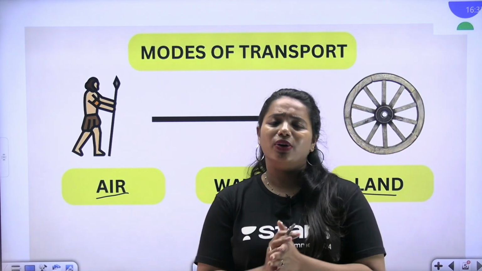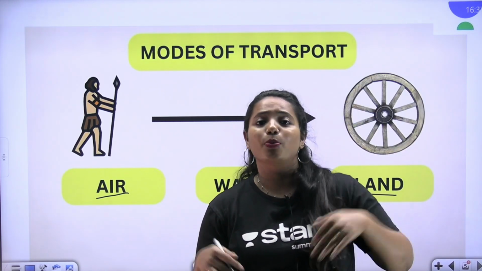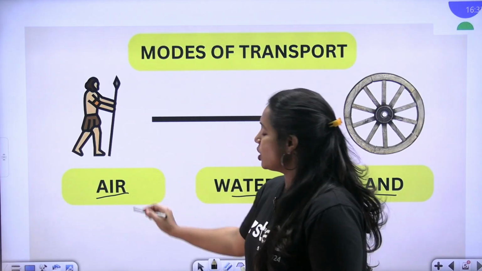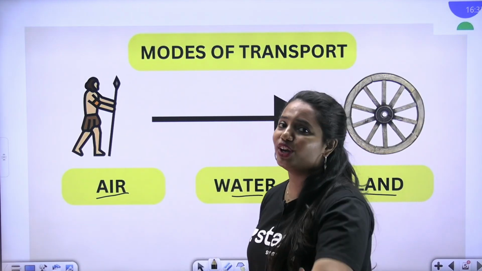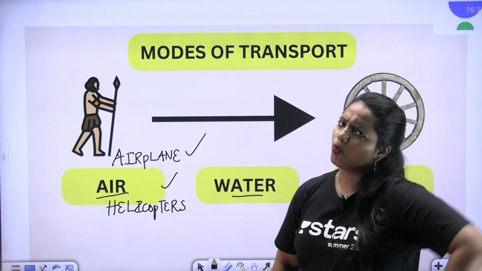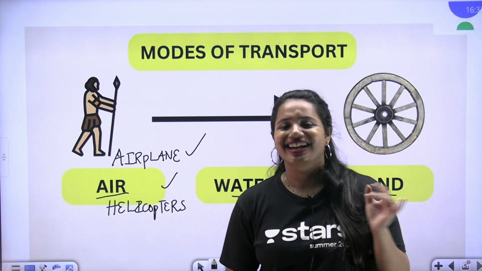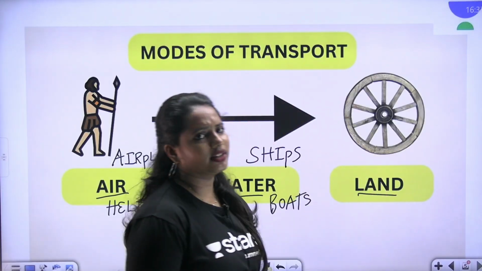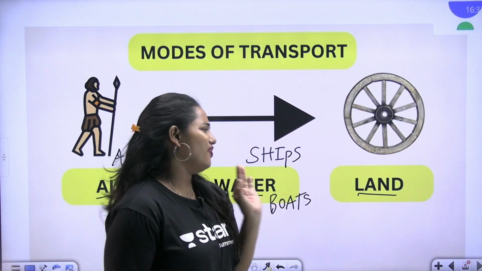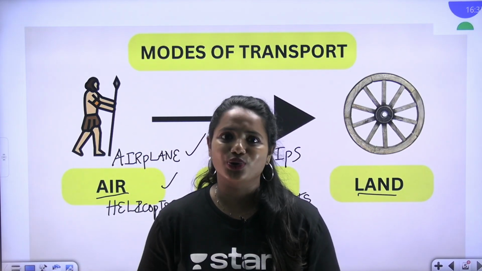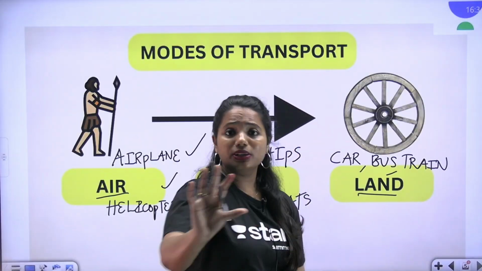So when you talk about air, water, and land modes of transport, you must also talk about the examples. When you talk about the air mode of transport, we know that there are 2: airplanes and helicopters. What about water transport? Very easy. Ships and boats are the various examples. What about the next one? It's all about land transport. Very simple. We know that we have a lot of buses, trains, and also a lot of cars, right? That's all about the modes of transport.